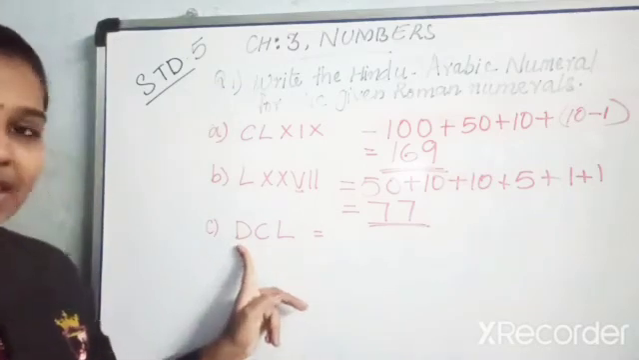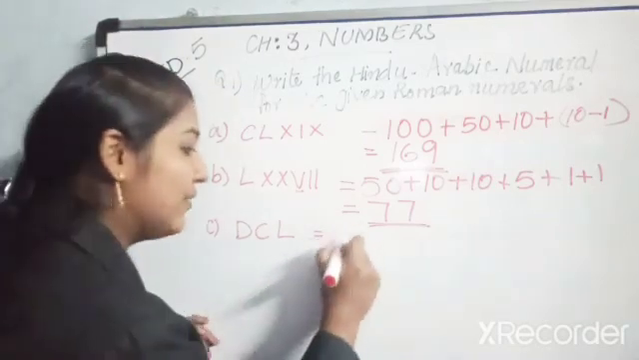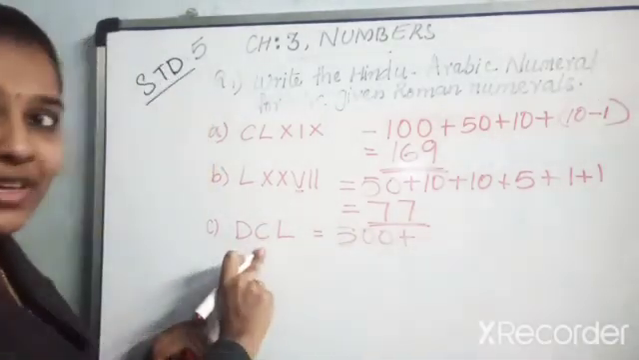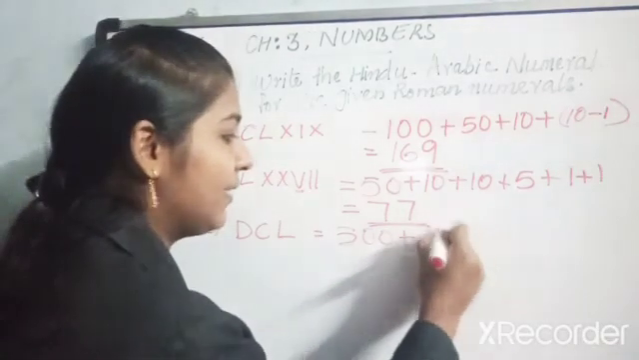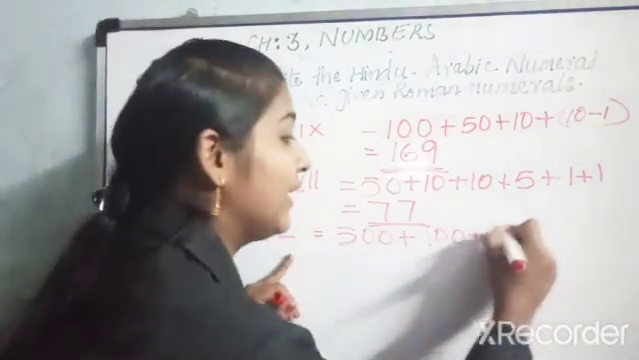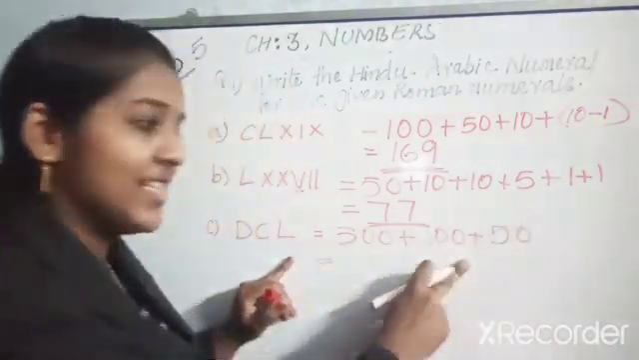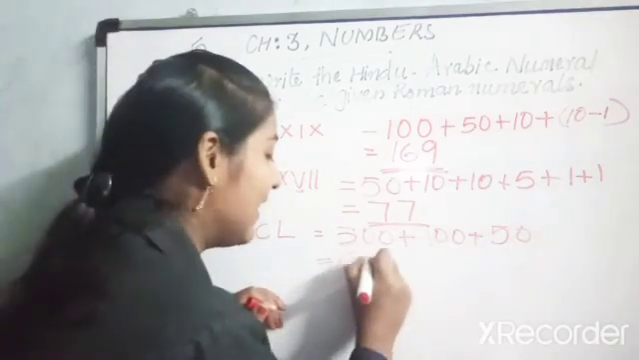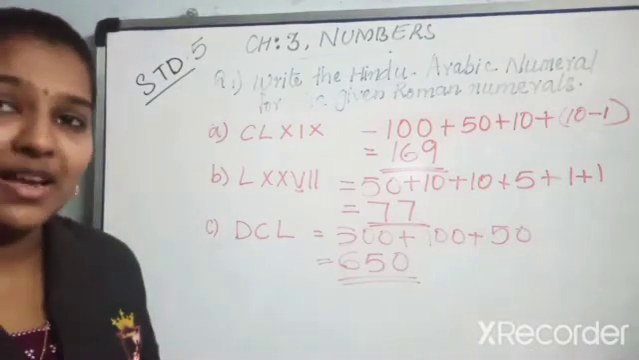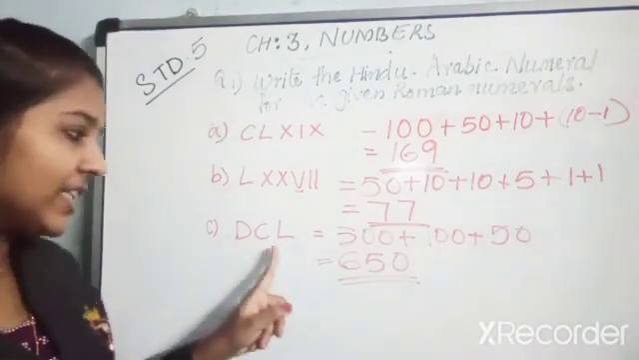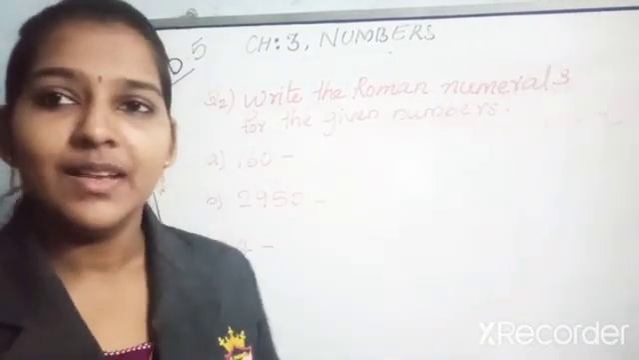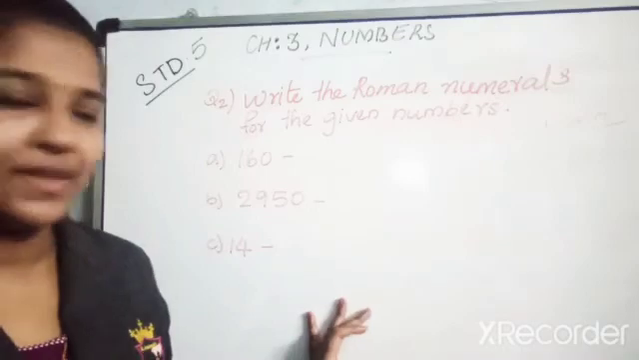Now here it is D. D for 500. So 500 plus C for 100. So 100 plus L is for 50. So write 50. That is 500 plus 100, 600, 600 plus 50, 650. Okay, this is the Hindu-Arabic numeral for DCL. Got it children? Okay. Children, let's move to next question.